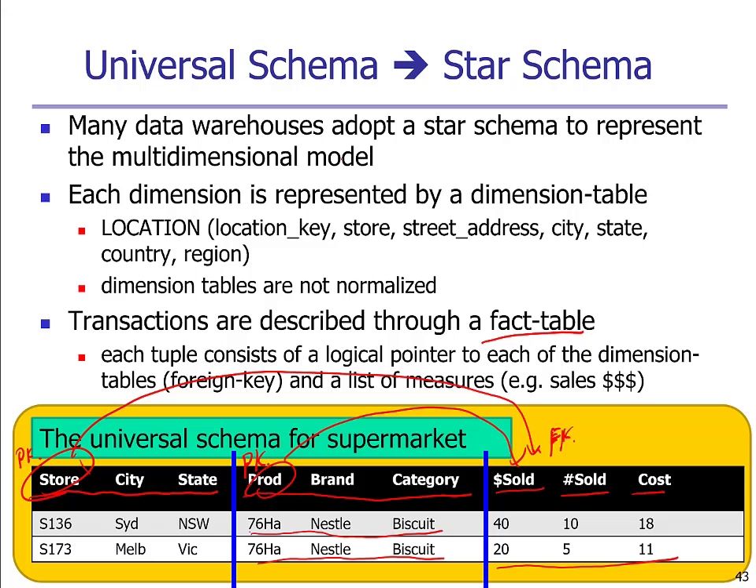Many data warehouses adopt a star schema to represent the multi-dimensional model. Each dimension is represented by a dimension table.